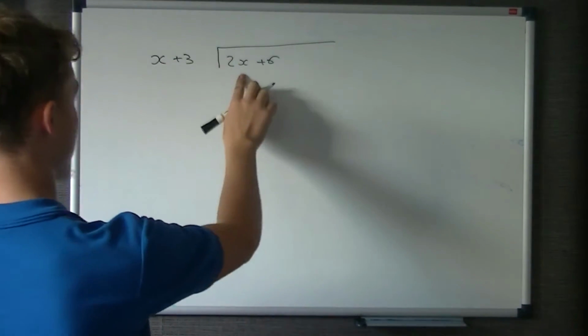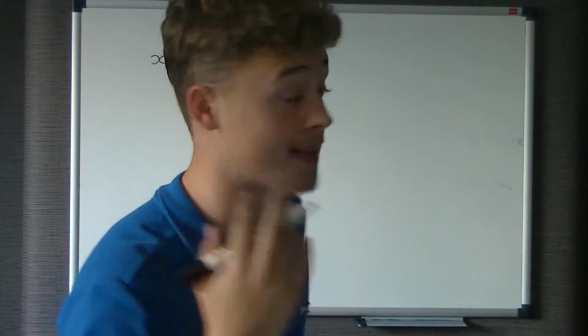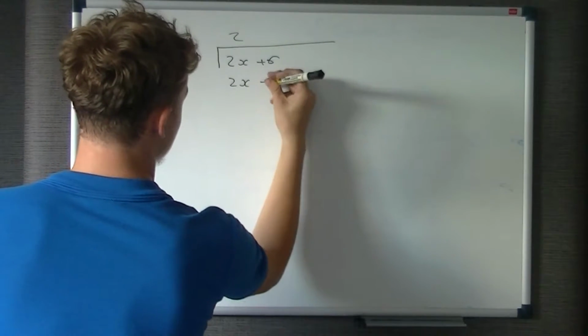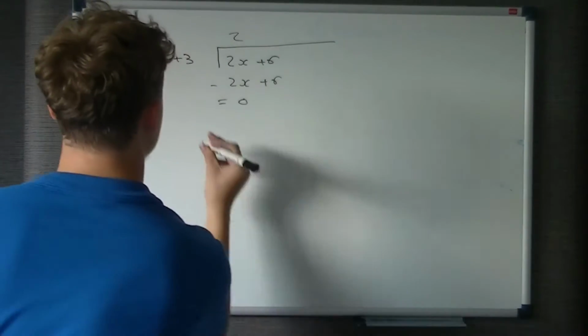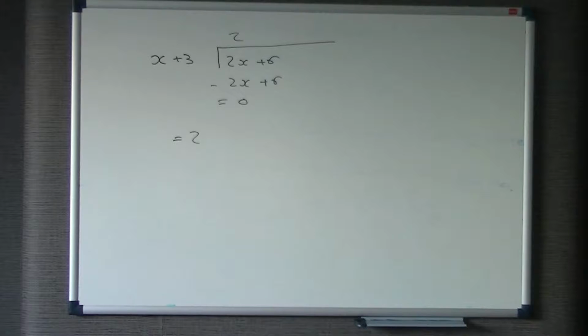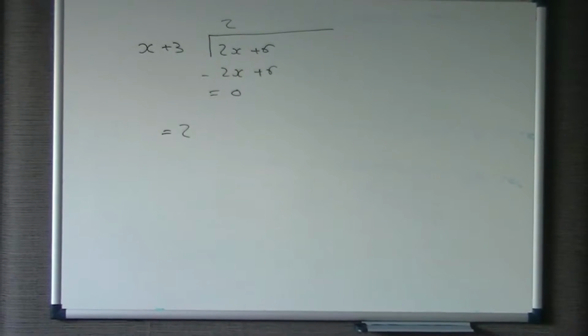Okay, so 2x over x gives us 2, which is what we got before, so we shouldn't get anything else, so it should cancel. 2 times x, 2x, 2 times 3 is 6, take that away, that gives us 0, happy chappy, so the answer is 2. So exactly what we did before, in terms of the answer, but it's a slightly different way of getting there.